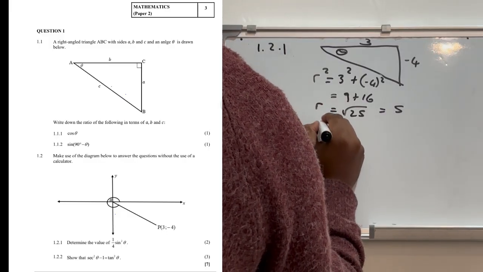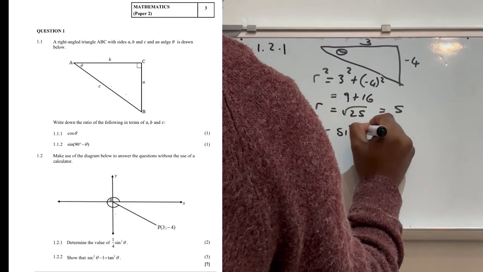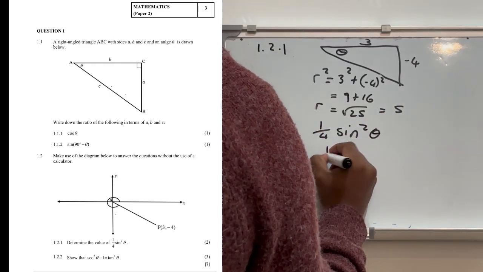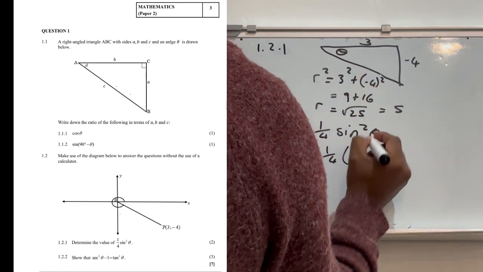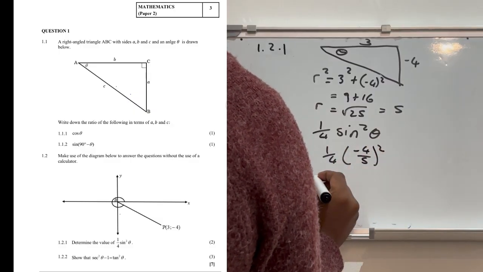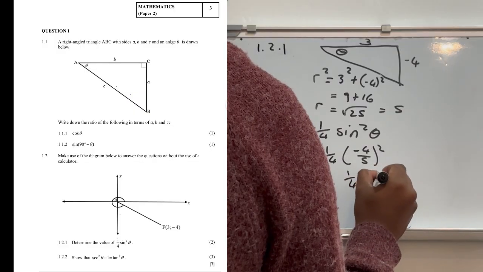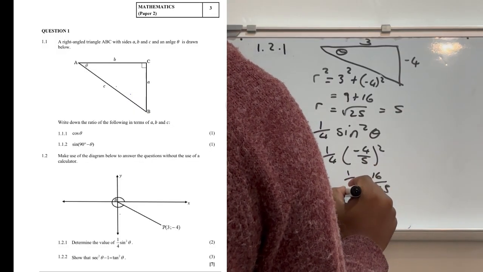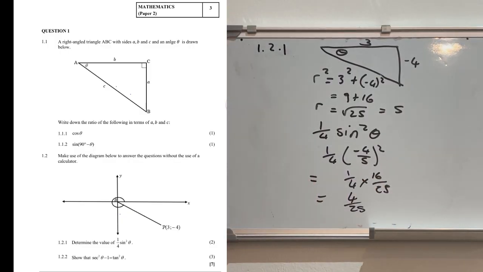So we need to get 1 over 4 sin squared theta. Sin theta will then just be what? Minus 4 over 5. So then that will be 16 over 25. And that will then be 4 over 25. That will be your answer. Okay.